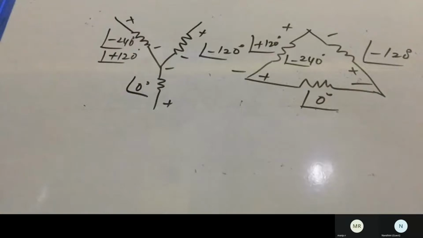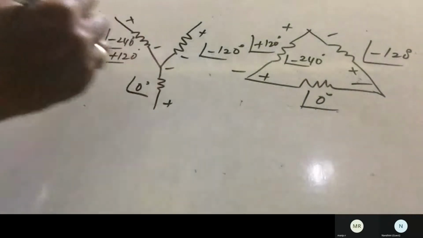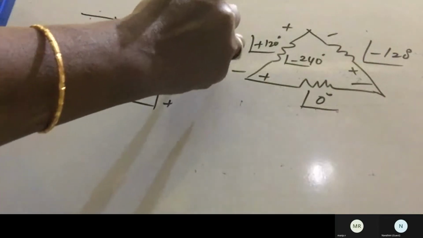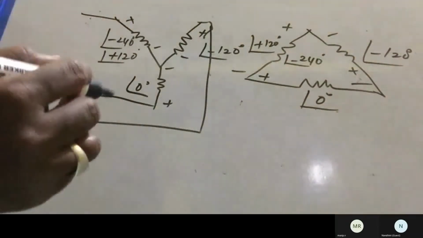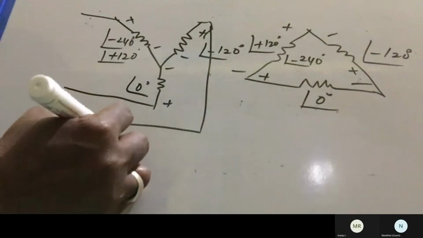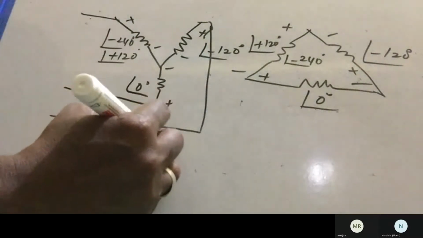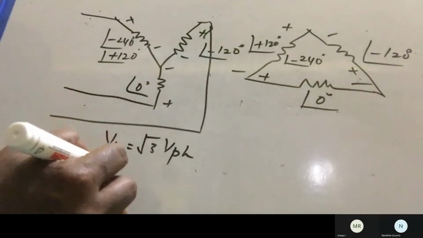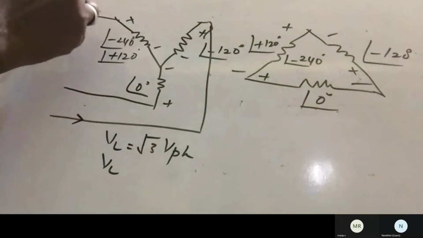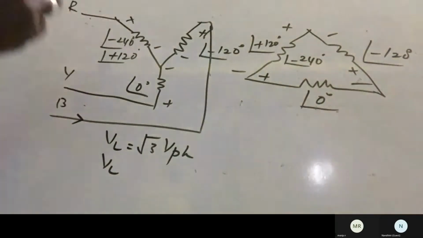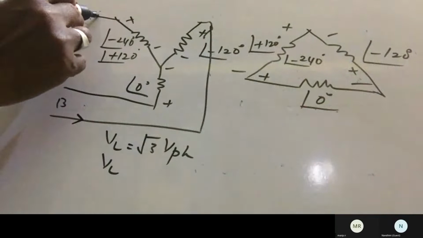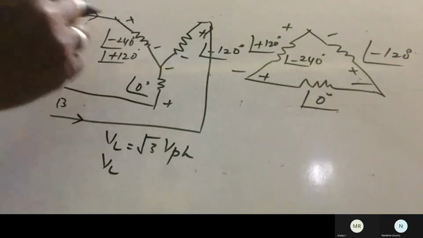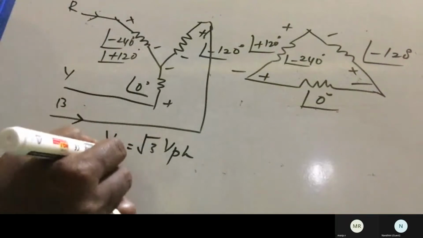Okay, so what is the relation that exists in the star connection? If you are giving a three-phase supply, the line voltage will be √3 times the phase voltage. For the line current, if you are taking for example R, Y, B, the line current will be the current through the line, and the same current will be flowing through the phase also. So the line current equals the phase current.